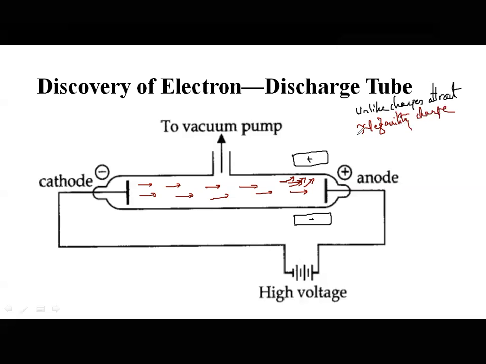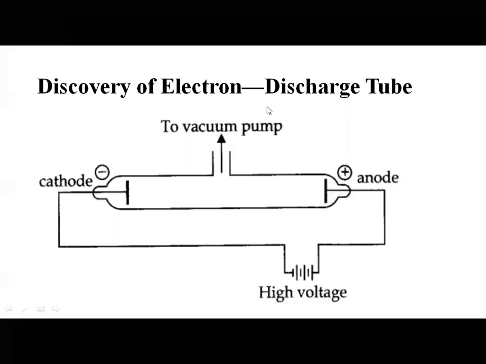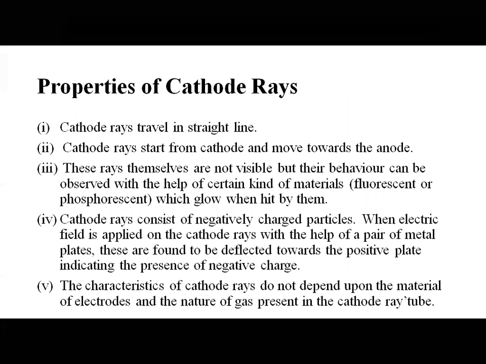Not only electric plates, the scientists also placed magnetic plates, north and south pole, to see the deflection. Only in the absence of any electric or magnetic field, they were moving in a straight line. So when the electric field is applied on cathode rays with the help of a pair of metal plates, these are found to be deflected towards the positive plate, indicating the presence of negative charge. So the characteristics of cathode rays do not depend on the material of electrodes and nature of the gas.